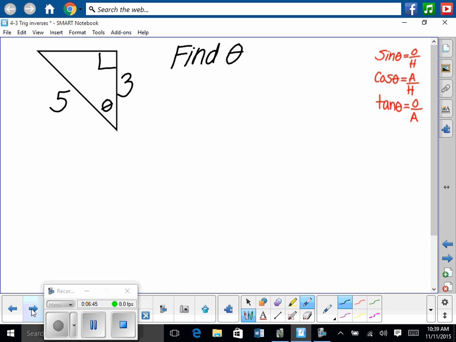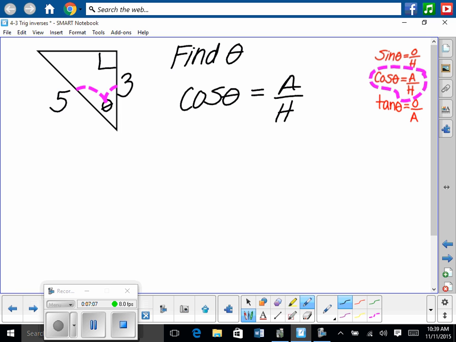Find theta. So we'll look at our picture and say, well, what two sides do we have? From theta, I have the hypotenuse and the adjacent. So which trig ratio do I have to use? Cosine. So we're using cosine of theta is equal to adjacent over the hypotenuse. Then put in everything you know. So we have cosine of theta is equal to the adjacent, which is 3, right? Over the hypotenuse, which is 5.